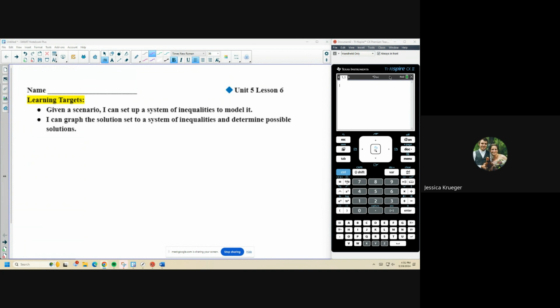This is the video for the very last lesson in this unit. Our learning targets: given a scenario, I can set up a system of inequalities to model it, and I can graph the solution set to a system and determine possible solutions. So let's go ahead and get started.